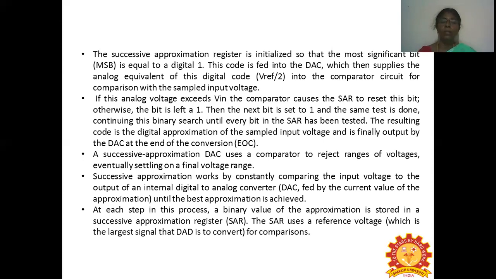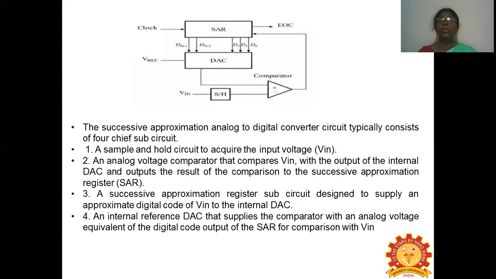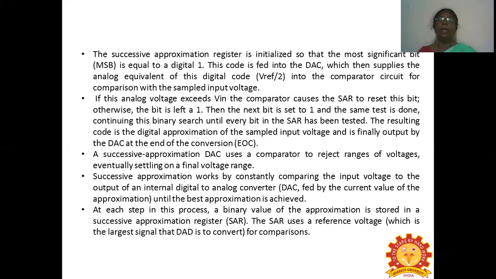The resulting code is the digital approximation of the sampled input voltage and is finally output by the converter at the end of the conversion. A successive approximation converter uses a comparator to reject ranges of voltage. Here the comparator rejects the ranges of voltage, eventually settling on a final voltage range. It can't accept all the ranges of voltage.